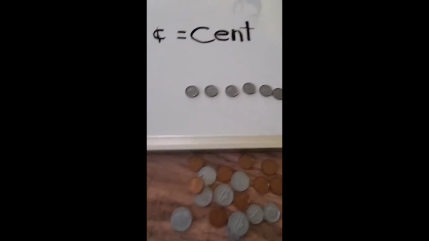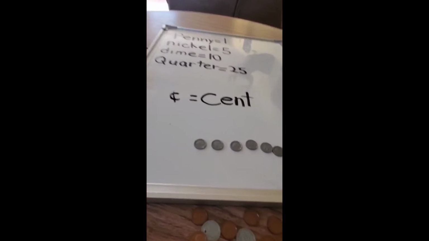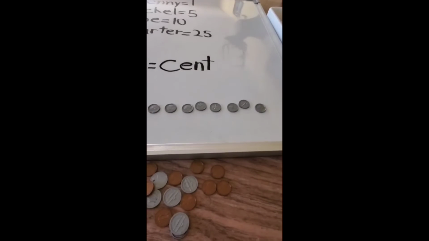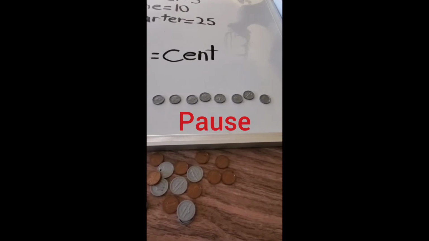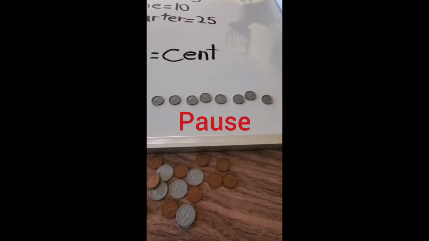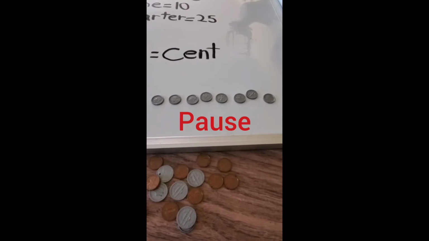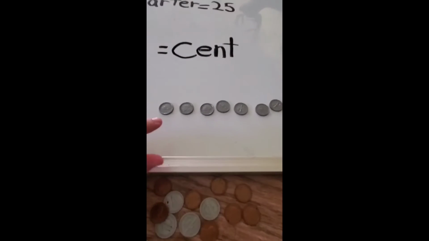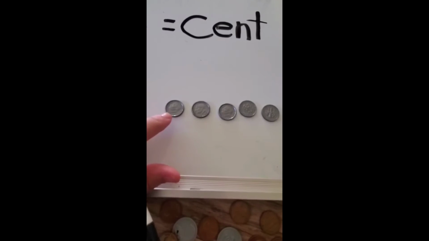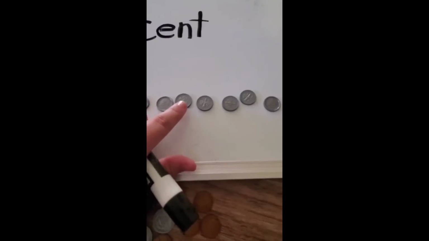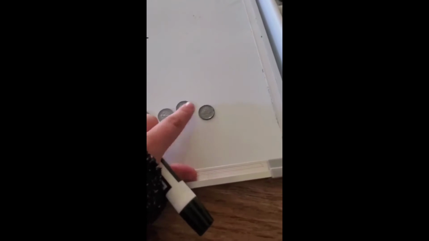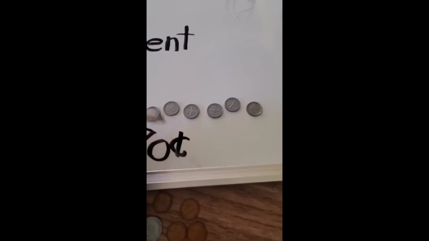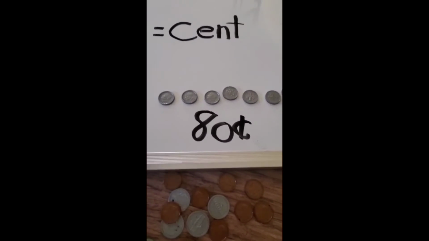So now, I am going to put some more dimes out here, and I want you to count them. So pause this video right now and count the dimes. How many dimes do I have? All right, now that you have your answer, let's count them to see if you have the same answer as I do. Ready? So remember, we count by tens. 10, 20, 30, 40, 50, 60, 70, 80. I have 80 cents right now. So cool.